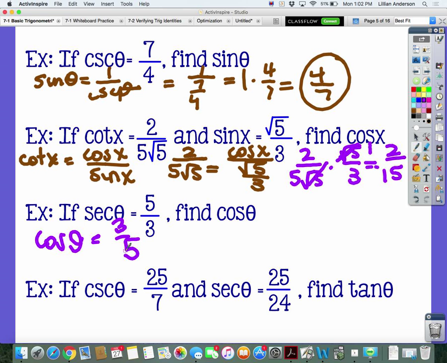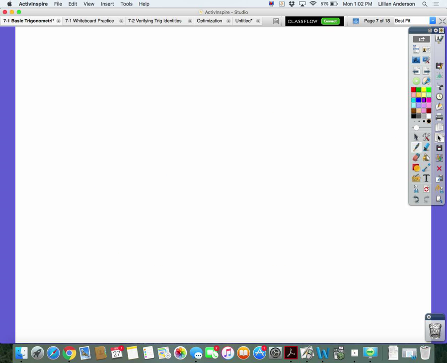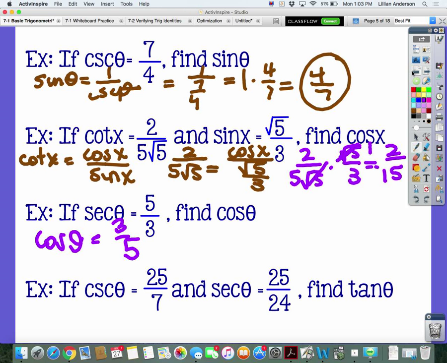Lastly, we have cosecant theta equals 25 over 7 and secant theta equals 25 over 24. We have to find tangent. How do cosecant and secant relate to tangent? Hopefully you're able to recognize that cosecant is nothing but the reciprocal of sine, and secant is the reciprocal of cosine. So going to a new page just so I can have a little bit of space. Since cosecant theta equals 25 over 7, yes, 25 over 7.